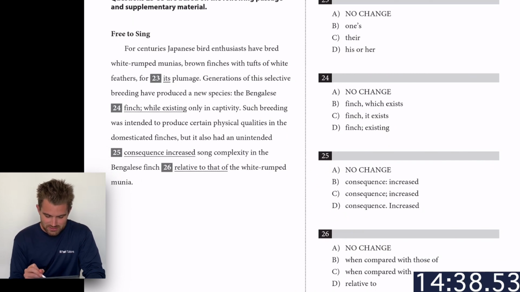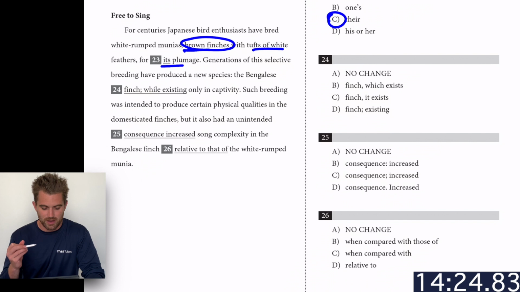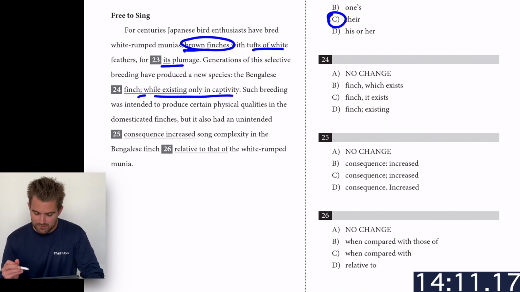For centuries, bird enthusiasts have bred white-rumped munias, brown finches with tufts of white feathers for their rumps. This is a pronouns question. Brown finches is plural, so the possessive there has to be plural, not its, which is singular. Generations of this selective breeding have produced a new species, the Bengalese finch, while existing only in captivity. Again, guys, a semicolon does not work here because whatever's on the right side is not a full sentence. Existing only in captivity. It's got to be B.